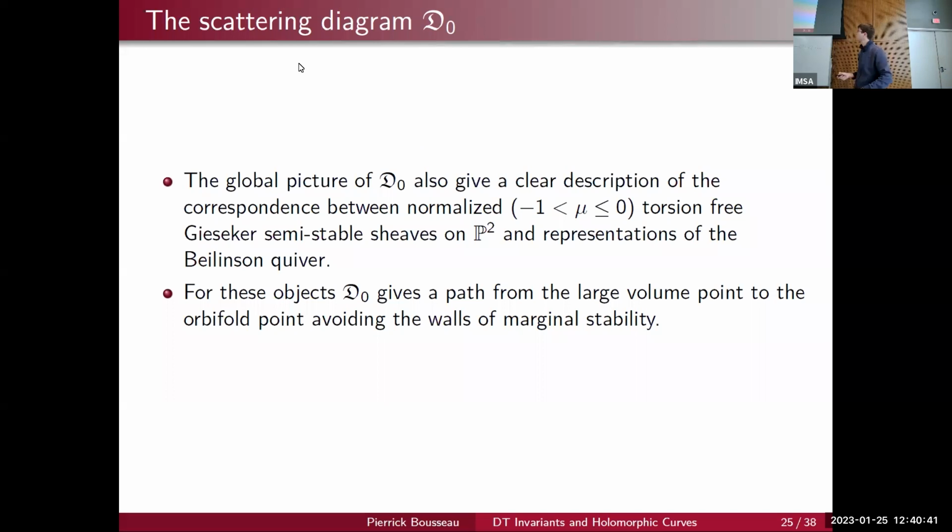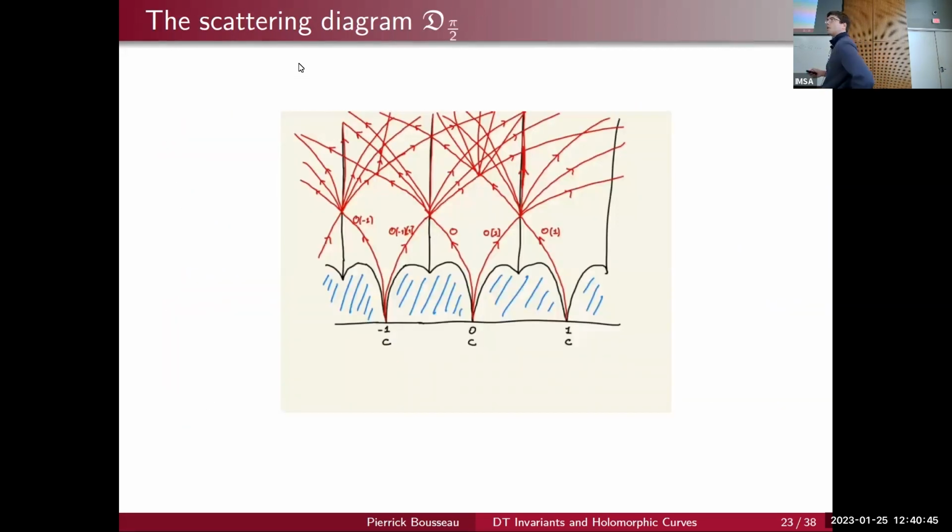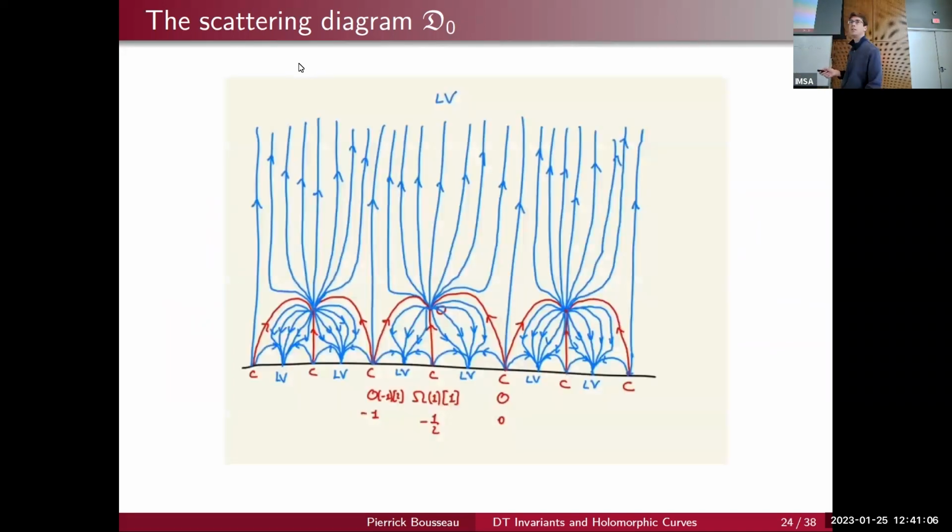Okay, so some of these things was the DT side. For the DT side, the upper half plane, you can really view it inside the space of Bridgeland stability conditions. Then you can draw this scattering diagram for every involved theta. And you can really reconstruct them algorithmically from simple initial data coming from the fractional branes. Here's a picture for pi over 2, and here's a picture for 0.